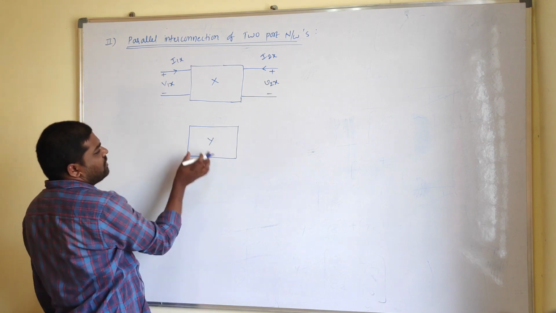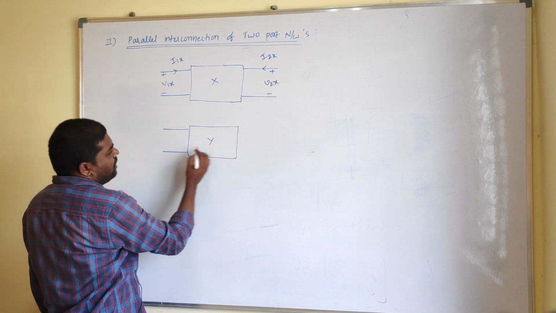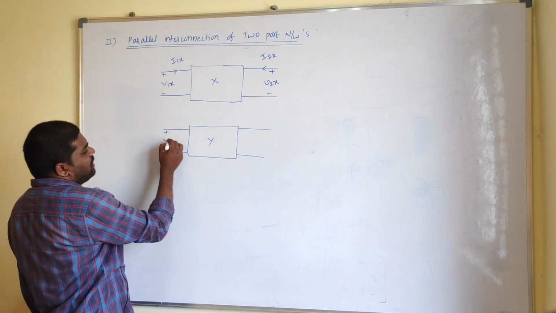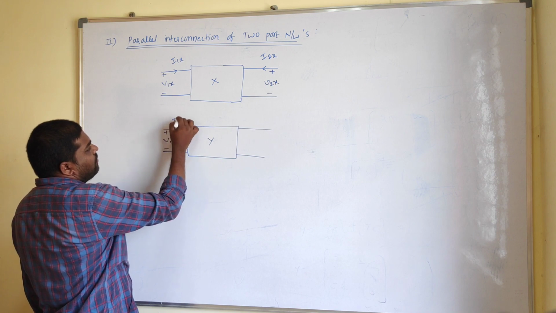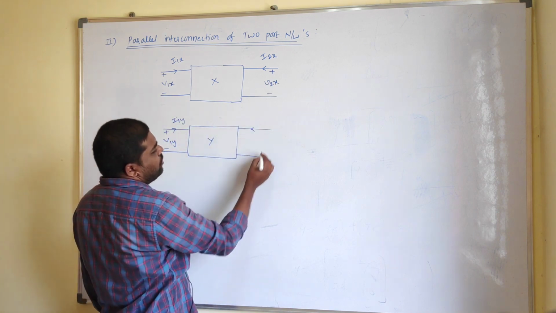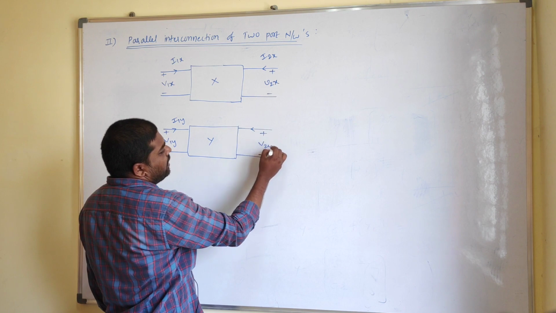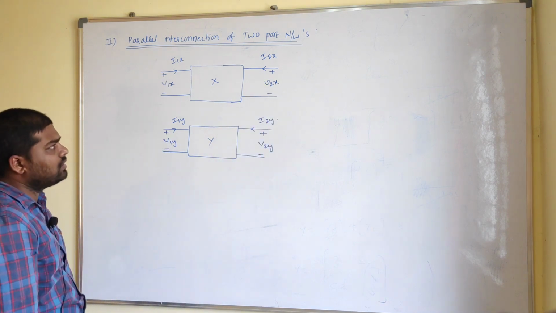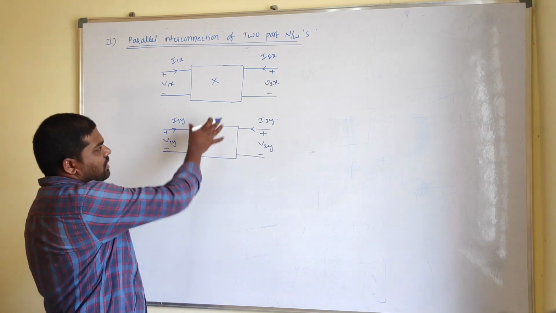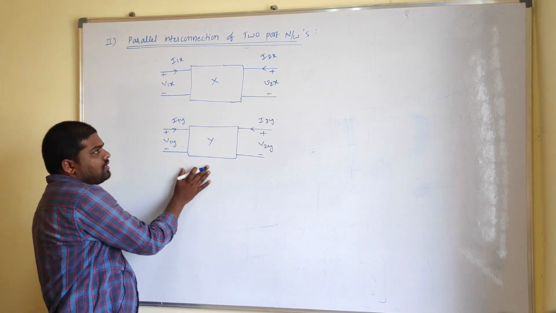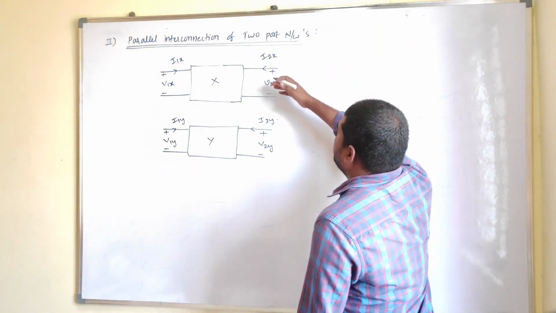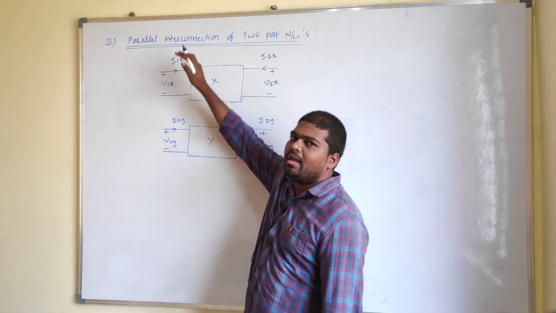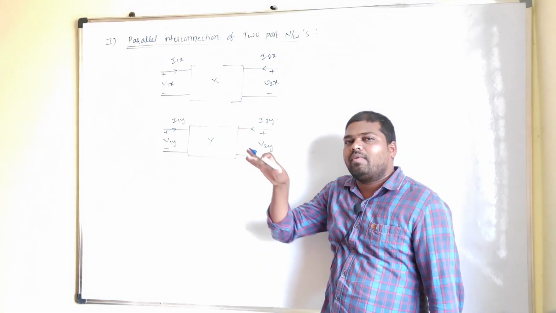Next, the Y two-port network, similar way. We have a total of four terminals, so we have four variables: V1y, I1y, and similarly at port 2, V2y and I2y. This is step 1, that means individual two-port networks. For this, we need to write two-port parameters. Since this is a parallel interconnection, we can derive only the Y parameters.